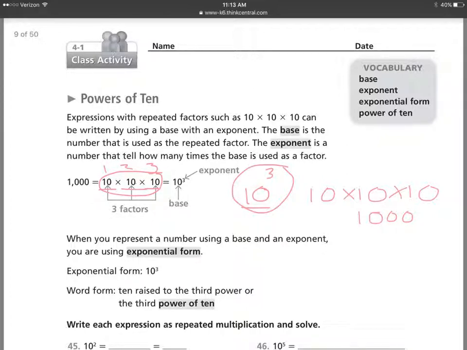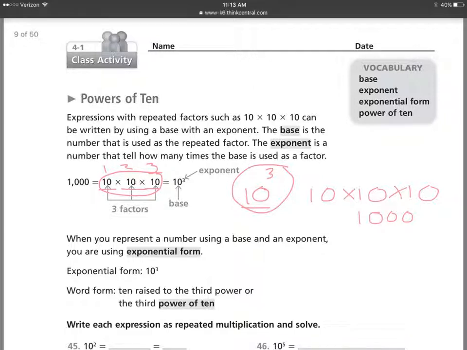You have to remember that exponents are repeated multiplication. What are exponents? Repeated multiplication. What are we going to repeat? The base number. How do we show how many times we repeat the base number? With an exponent.